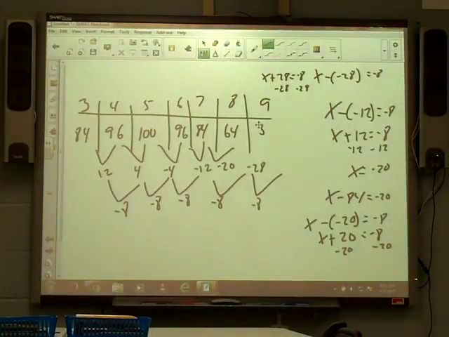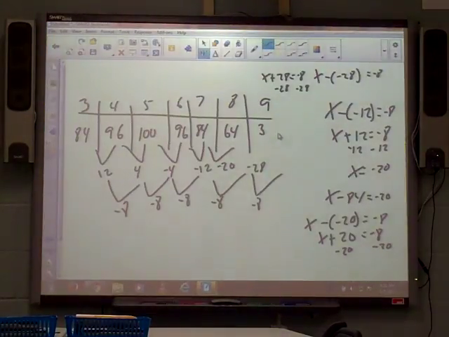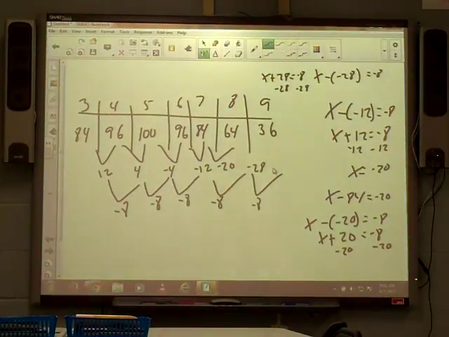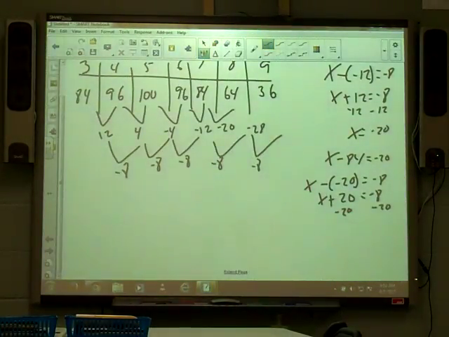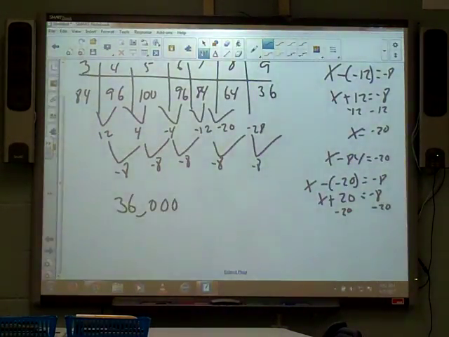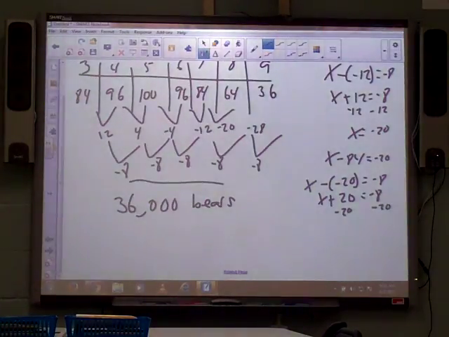So $9. Are y'all right on that? Yes, it is 36. So if we sold, but don't write 36 as your answer. Read the problem. If we sold the bears for $9, that 36 is in thousands. So we would sell 36,000 bears.